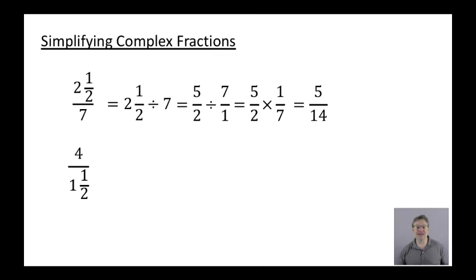On the second one here, 4 divided by 1 and 1/2. That's exactly what that complex fraction is saying there. They're called complex fractions, by the way. 4 divided by 1 and 1/2 simply becomes 4 over 1 divided by 1 and 1/2, which is an improper fraction, 3/2.